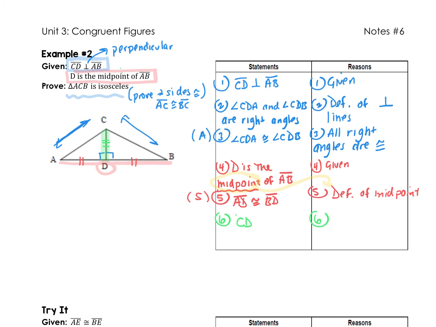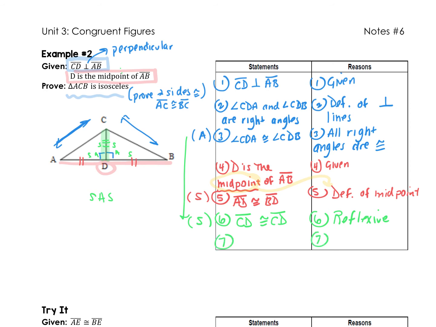Line segment CD is congruent to line segment CD by the reflexive property. Alright, that's another pair of sides proved to be congruent. Again, don't worry about the order in which these things appear in your proof. Look at your picture and notice that it's side, angle, side. Side, angle, side. So SAS is going to allow us to say that those two triangles are congruent.